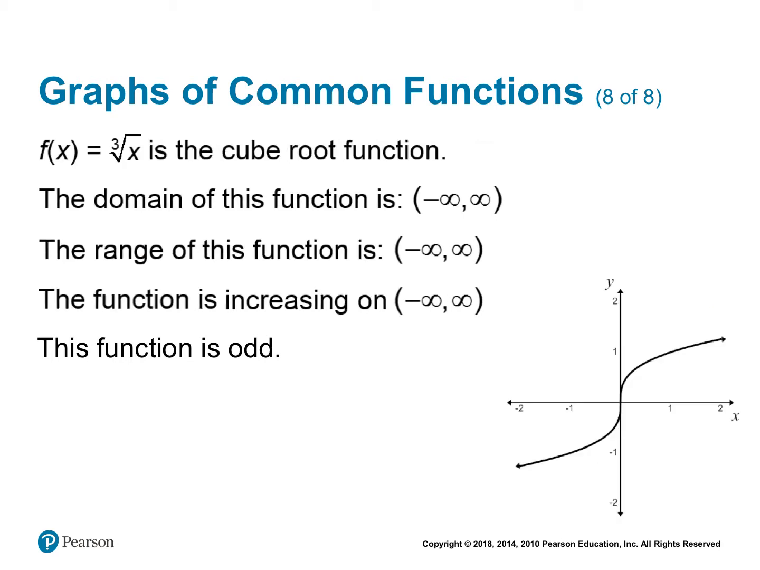And then the cube root of x, it looks kind of like the last one where there's that double curve, but it's a little different shaped. And again, that goes from negative infinity to positive infinity. It is odd because it's reflected over the origin.